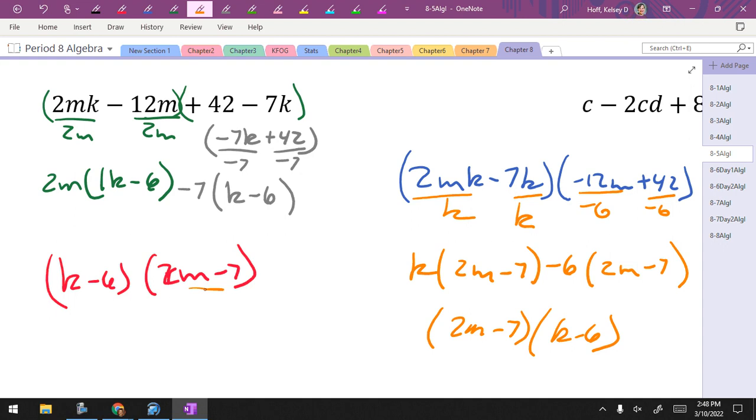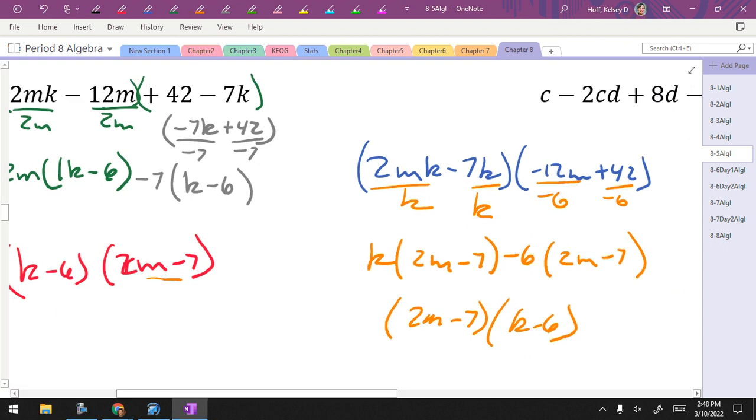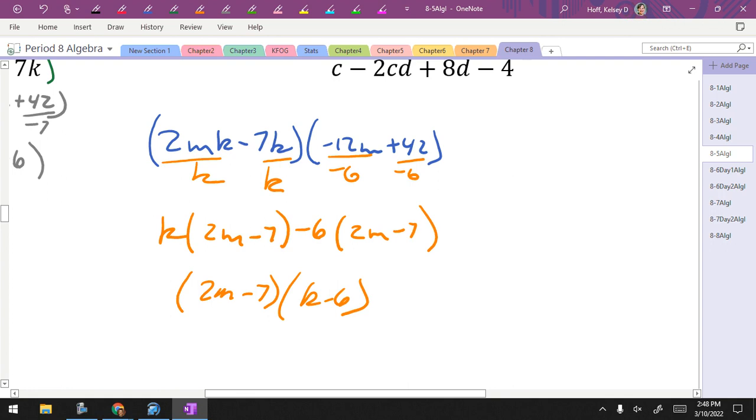Jackson. I got negative k plus 6 and then in parentheses 2m plus 7. Ooh. If your signs are different, all your signs should be different. Negative k plus 6 I'm okay with. And then 2m plus 7. It should not be plus 7. Oh, plus.